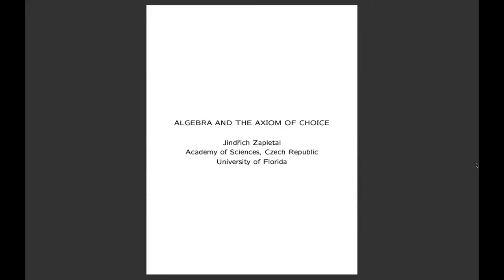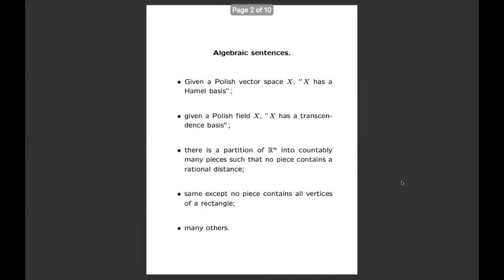What I want to show you is basically a program that allows you to separate algebraic and non-algebraic consequences of the axiom of choice. Of course, you can ask what it means in the first place. What are the algebraic consequences of the axiom of choice, and what are the non-algebraic sentences? It seems really vague, but in fact, it's not. It turns out that there is a clear separation.